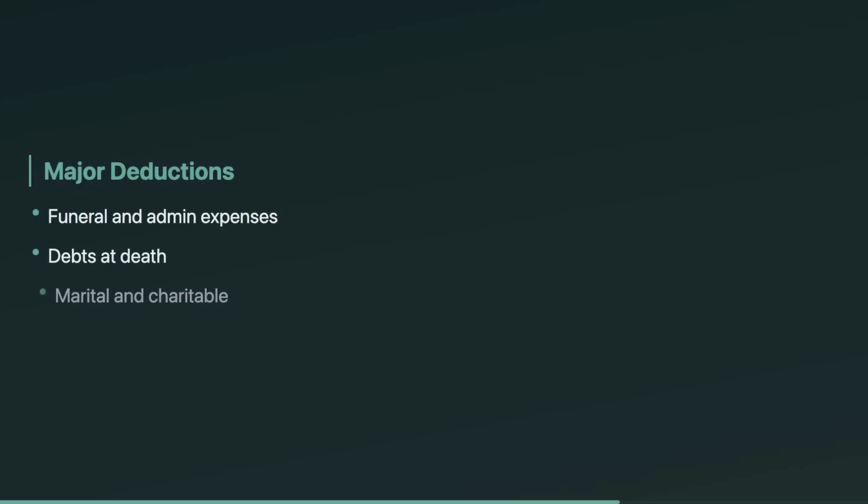After gross estate, subtract allowable deductions to reach the taxable estate. Common deductions: funeral expenses, administration expenses, and debts at death. Then the big two: the marital deduction for property passing to a U.S. citizen spouse, and the charitable deduction for qualifying charities. You can also deduct state death taxes. These deductions are where the exam likes to test allowed versus disallowed.